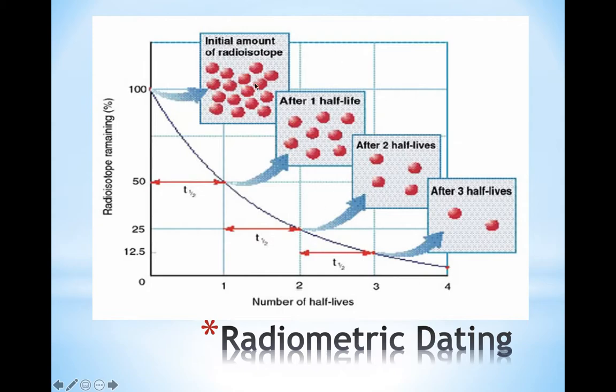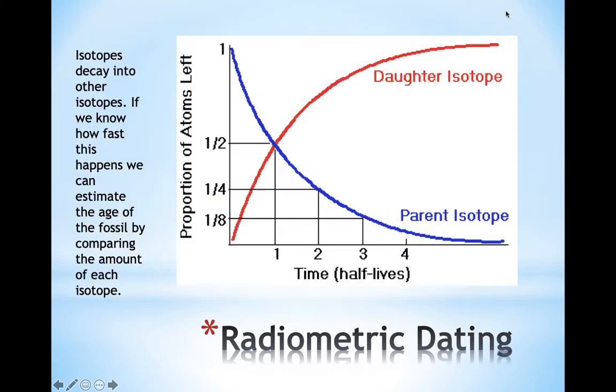So radiometric dating, absolute dating, is a very useful tool for figuring out the dates of fossils and things like that. So here's the concept again. You watch the parent isotope decay into its daughter isotope and you find that rate. And then you can do some math to figure out how long that organism has been dead.